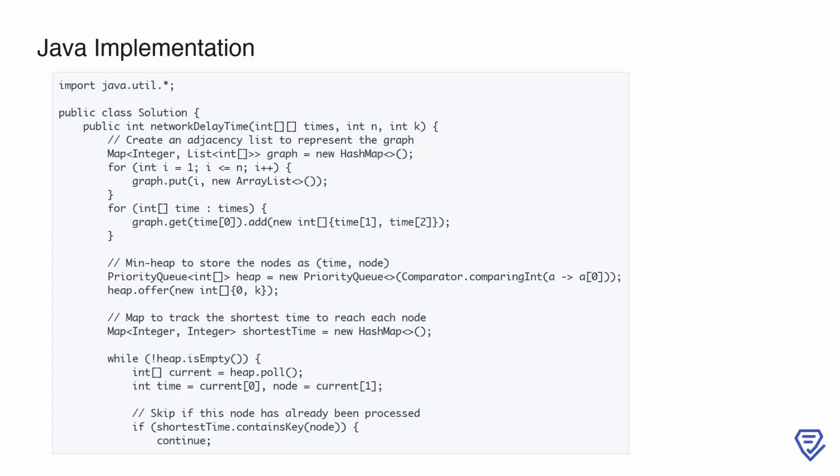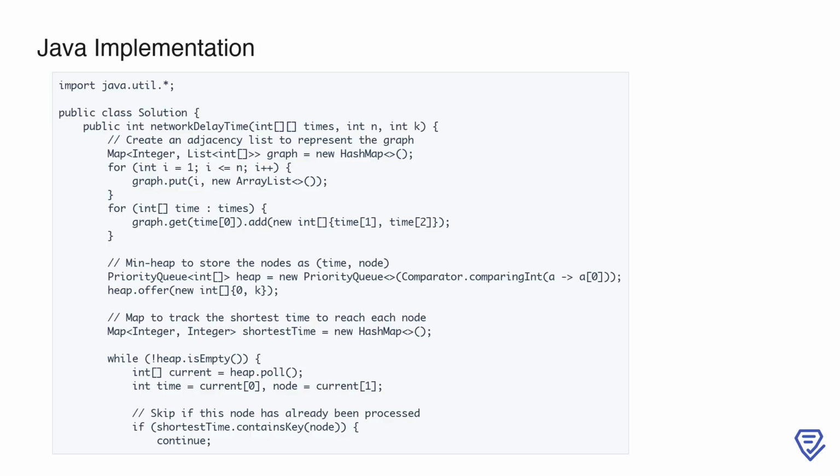Here, we start by defining the network delay time method, which takes in the times array representing the edges, n as the number of nodes, and k as the starting node. The first step is to create an adjacency list to represent the graph. We use a hash map where each key is a node, and the value is a list of its neighbors, represented as an array containing the destination node and the travel time. We initialize the graph by adding an empty list for each node, and then populate it using the times array.